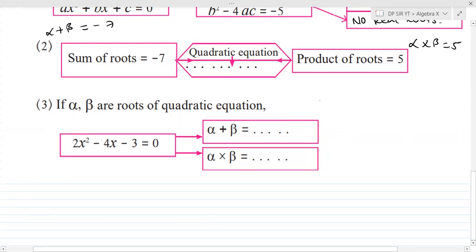So here the formula is going to be x square minus (alpha plus beta) x plus alpha beta is equal to 0. So here the quadratic equation is going to be x square minus the sum, that is minus 7. So x square minus 7x plus 5 is equal to 0 is your equation. X square plus 7x plus 5 is equal to 0. Where did plus 7 come from? Minus and minus makes plus.